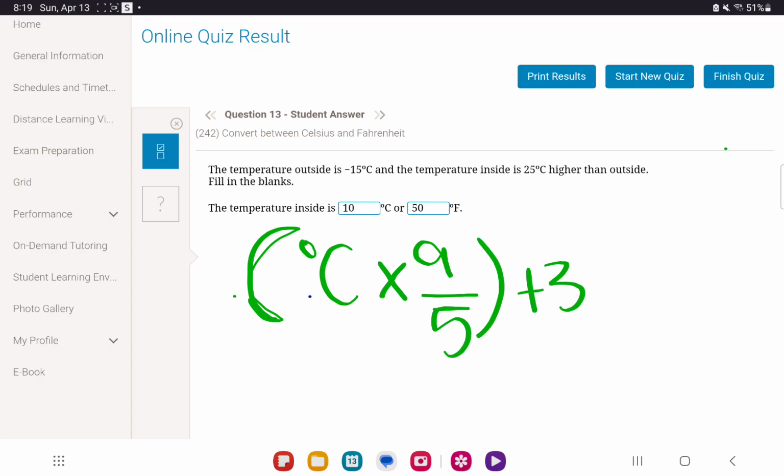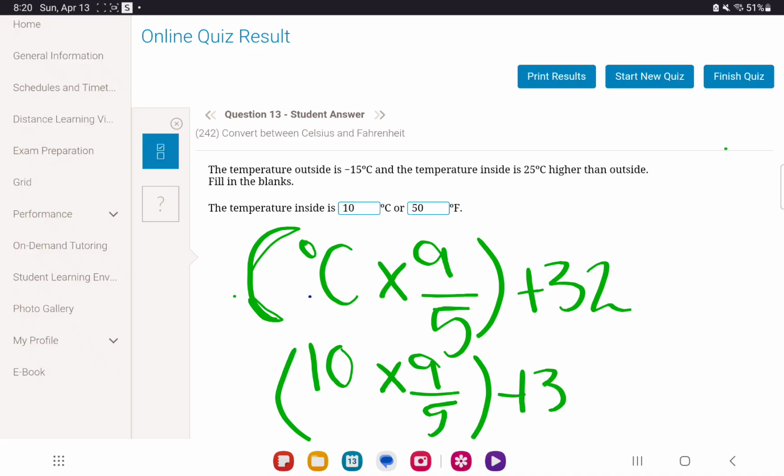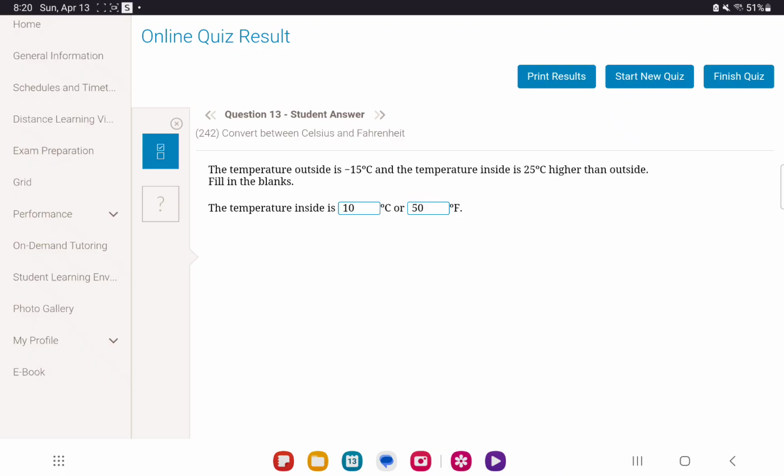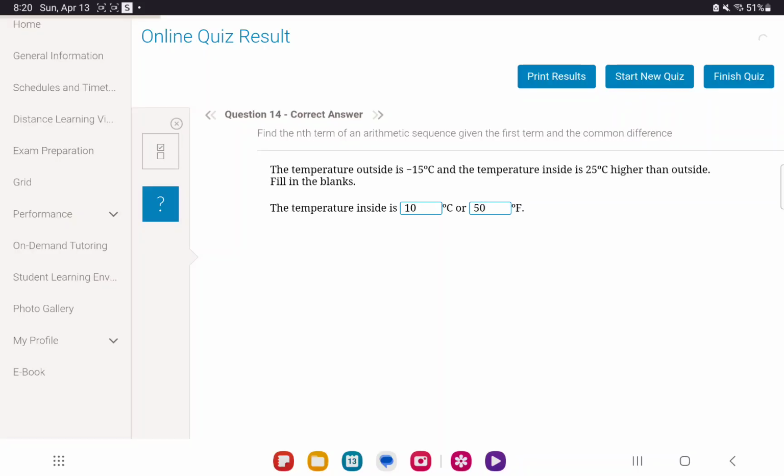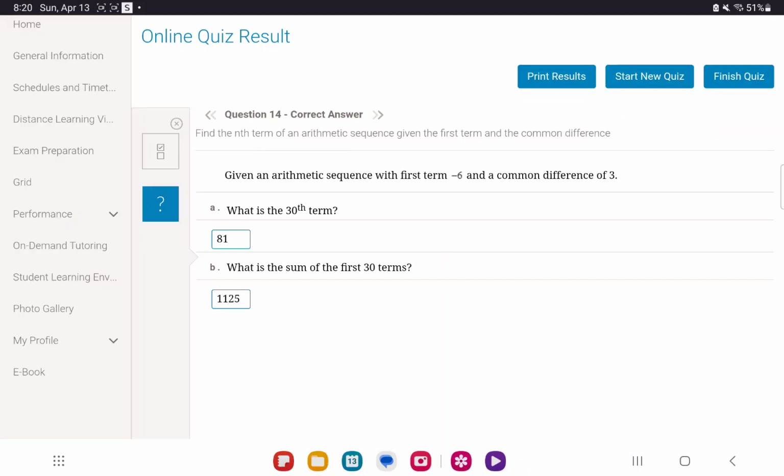plus 32. Okay, so now let's fill in our empty spot, which is only the C. So we got 10 degrees Celsius, so 10 times 9/5 plus 32. Do it on your calculator or just common sense, just cancel. This becomes 2 times 9 is 18. 18 plus 32 is 50. So 50 degrees Fahrenheit. It's like we've never learned it, that's why it might be hard for some, but it's very easy.